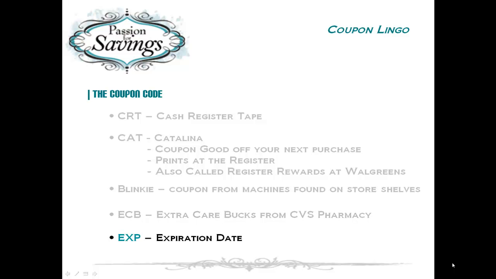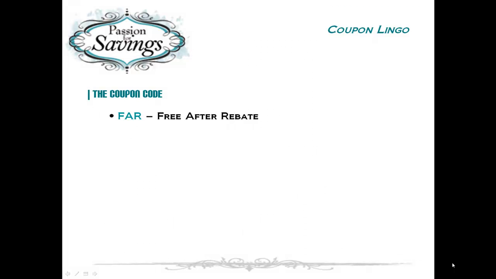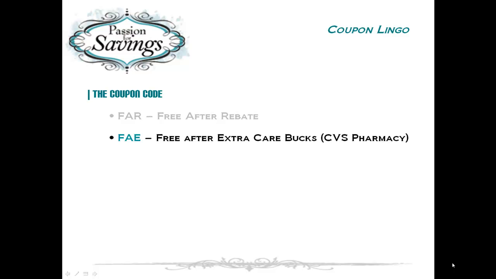These print on your receipts, and typically they might have like a buy a Nivea body wash, pay $6 for it, get $6 back in ECBs, which are Extra Care Bucks, and those are good on your next purchase, very similar to a Catalina. EXP is an expiration date. You'll see that abbreviation in matchups. FAR is free after rebate. You will see a lot of mail-in rebates listed in a matchup with FAR.